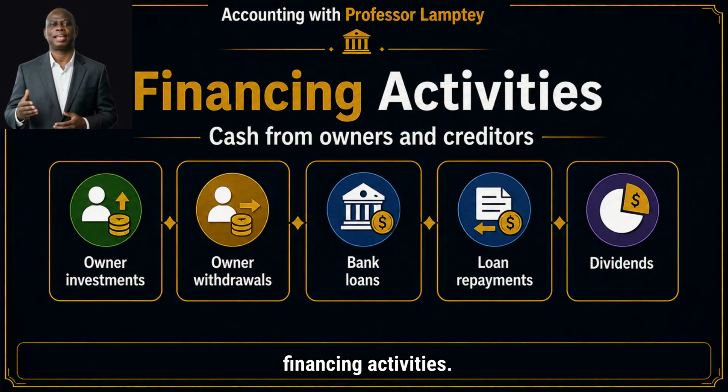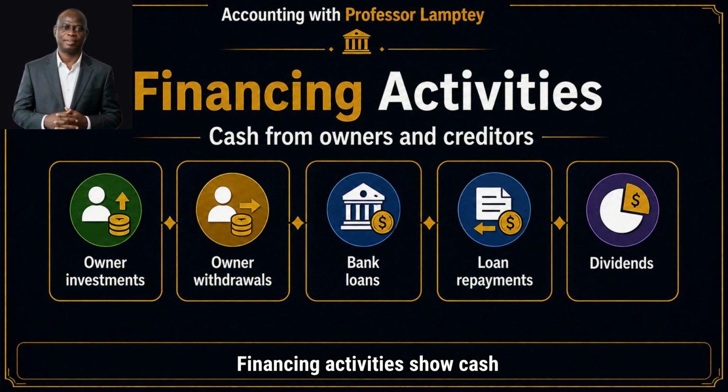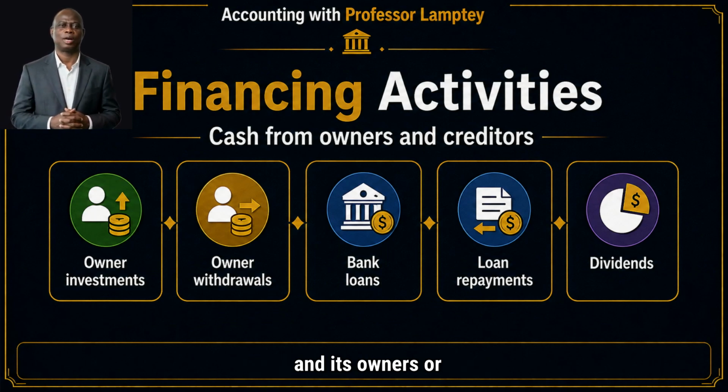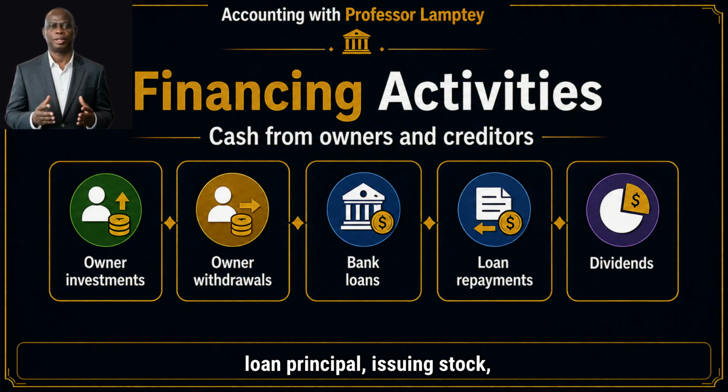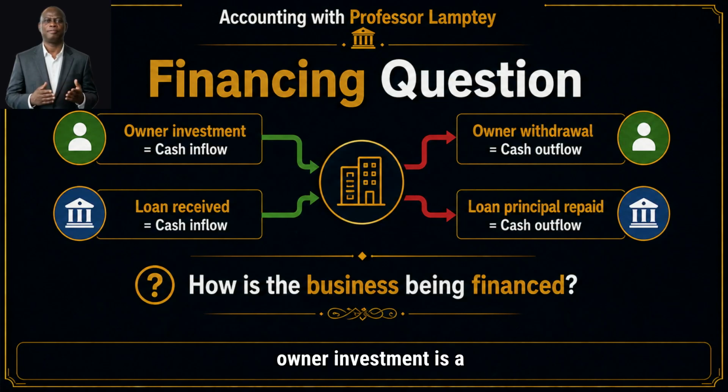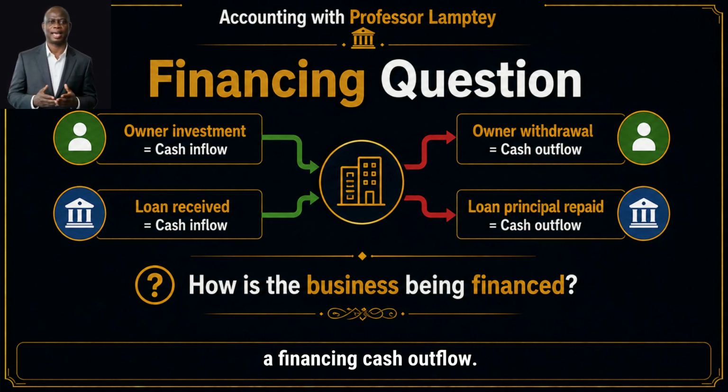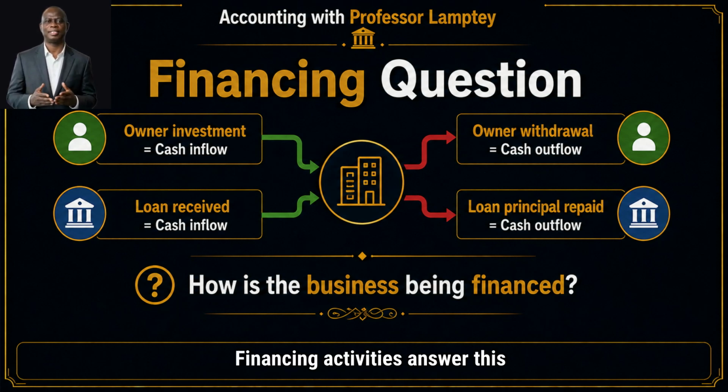The third section is financing activities. Financing activities show cash flows between the business and its owners or creditors. This includes owner investments, owner withdrawals, borrowing money from a bank, repaying loan principal, issuing stock, and paying dividends. For a sole proprietorship, owner investment is a financing cash inflow. Owner withdrawal is a financing cash outflow. Borrowing from a bank is a financing cash inflow. Repaying loan principal is a financing cash outflow. Financing activities answer this question. How is the business being financed?